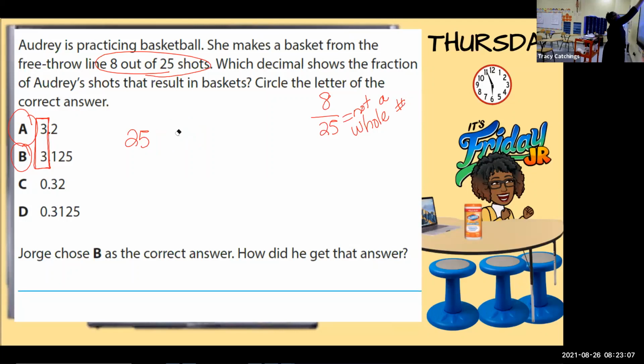So just remember, when you set up that division, we got 8 being divided by 25. We already know 8 cannot divide into 25. So go ahead and add that decimal and 0 behind that 8.